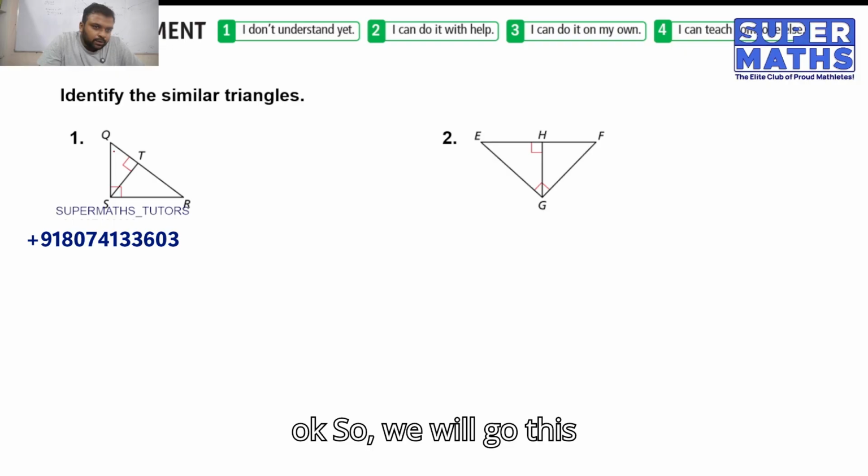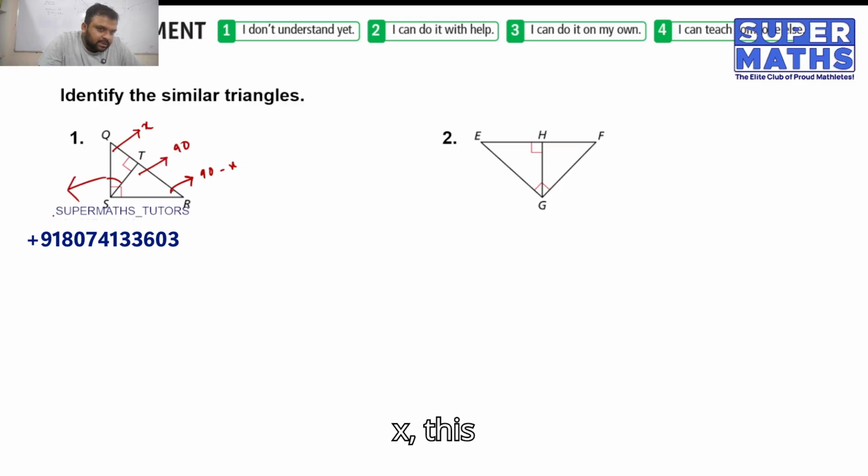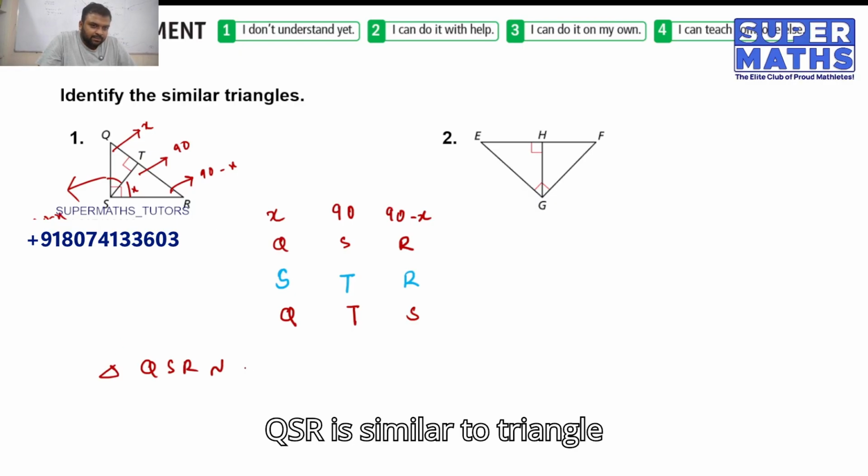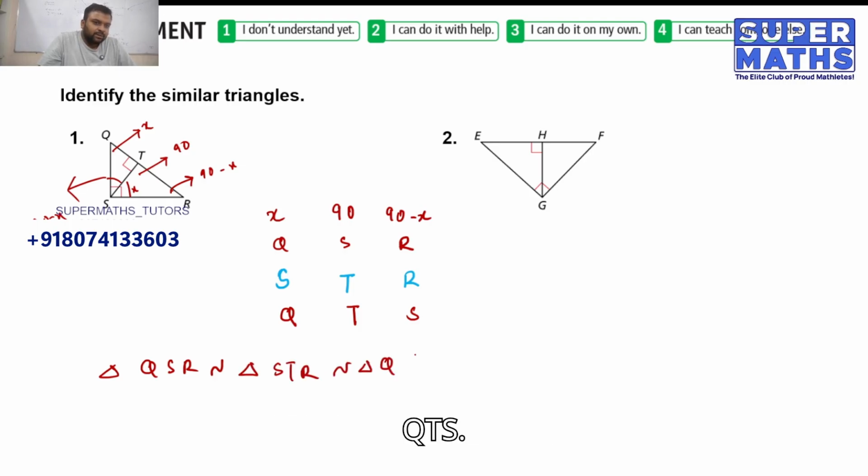Okay, so this is X, this is 90 minus X, this is 90, this is 90 minus X, this is X. So X, 90, 90 minus X. If we take the bigger yellow triangle, it is QSR, X is S, 90 is T, and 90 minus X is R. In the upper triangle, X is Q, 90 is T, 90 minus X is S. So triangle QSR is similar to triangle STR is similar to triangle QTS.